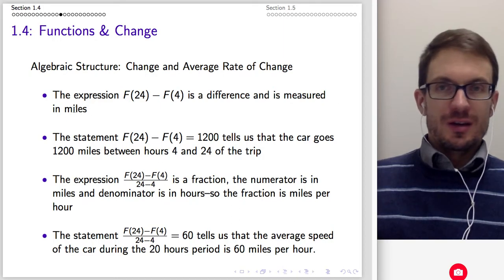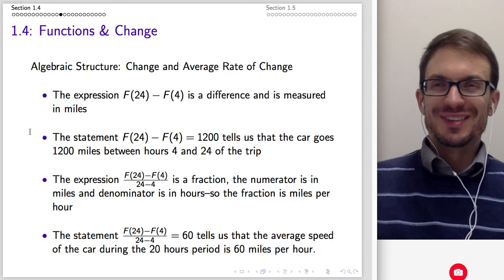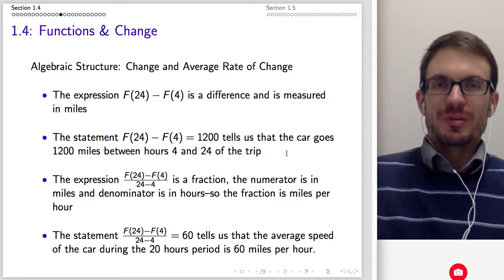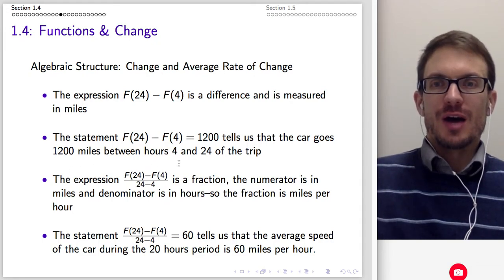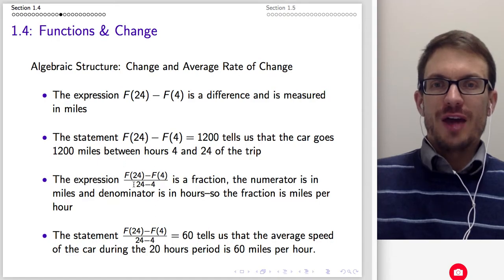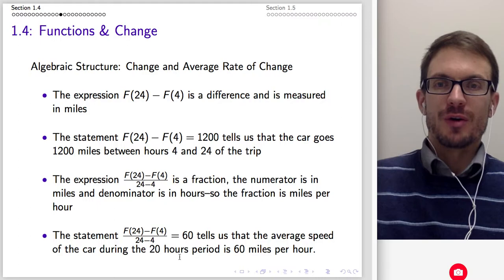Right, so once again, the expression f of 24 minus 4 is a difference, and it's measured in miles. The statement f of 24 minus 4 equals 1,200 tells us simply the car goes 1,200 miles between hour 4 and hour 24 of the trip. And in this expression, it's a fraction. The numerator is in miles, the denominator is in hours, so the fraction is miles per hour.